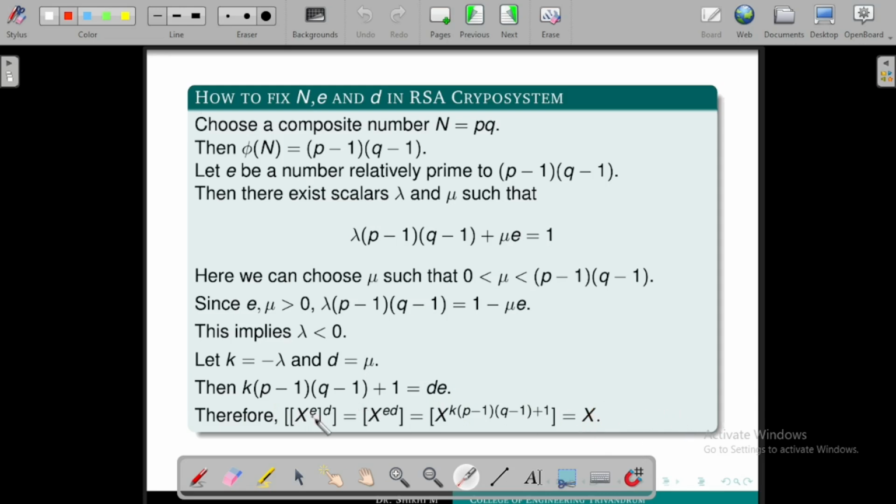So what we proved is, if you have a number x, you just find x to the power e, then divide the number by capital N, find the remainder, then take that number to the power d, again divide the number by n and find the remainder, it becomes x. So this is the theory working behind the RSA cryptosystem.